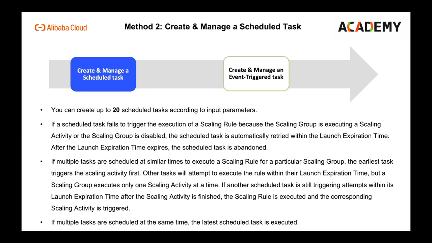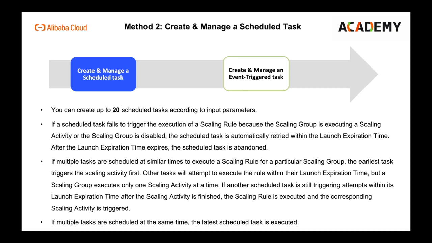If multiple tasks are scheduled at similar times to execute a scaling rule for a particular scaling group, the earliest task triggers the scaling activity first. Other tasks will attempt to execute the rule within their launch expiration time, but a scaling group can only execute one scaling activity at a time, so those other tasks might have to retry several times. If another scheduled task is still triggering attempts within its launch expiration time after the scaling activity has finished, the scaling rule will be executed and the corresponding scaling activity is triggered.